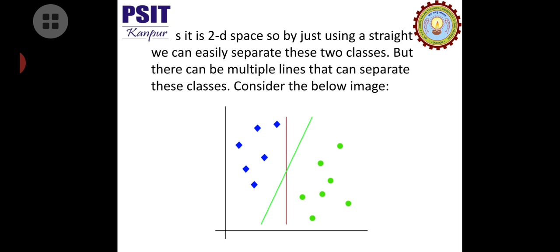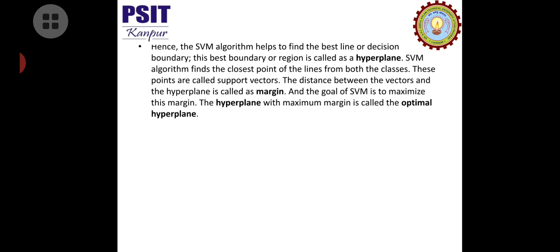In this diagram, two lines are visible. You can consider the green line or the red line. Both lines are separating these two data sets, yes or no? So hence the SVM algorithm is to find the best line or decision line, or you can say the hyperplane, because in the previous diagram only two lines are shown, and we know very well it might be possible that we have multiple lines.